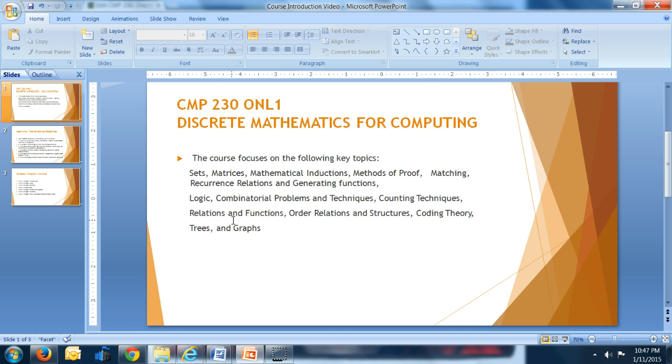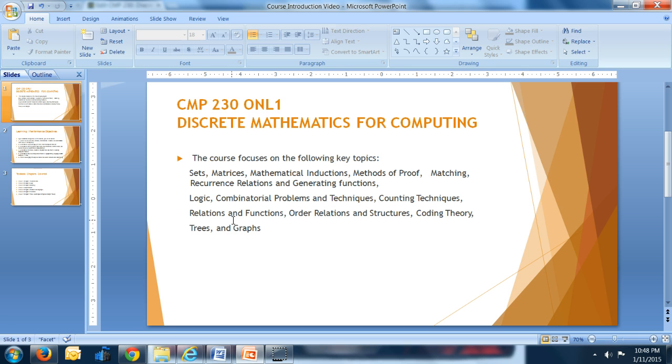We'll discuss also relations and functions, and we'll distinguish between relations and functions. And we represent relations using either set notations or digraphs, or also using matrices. Order relations and structures are very important for applications in computer science.